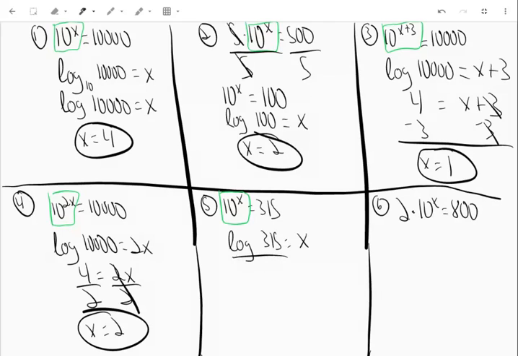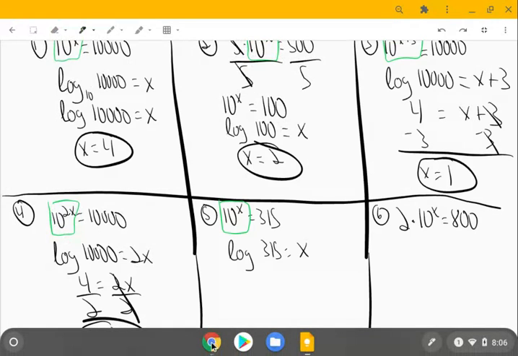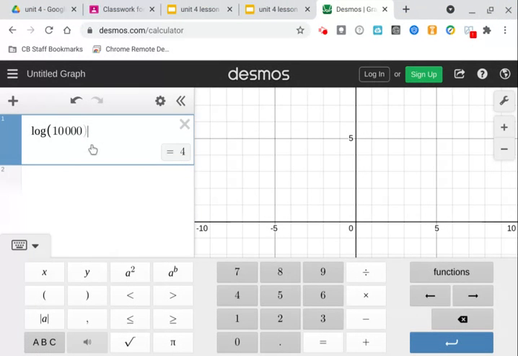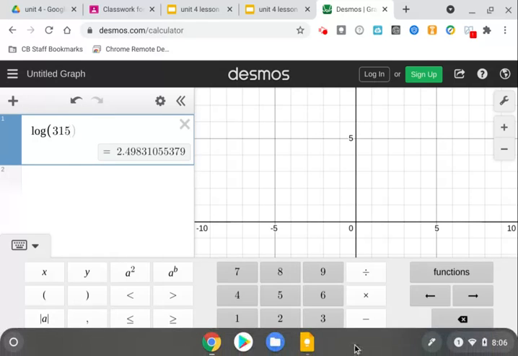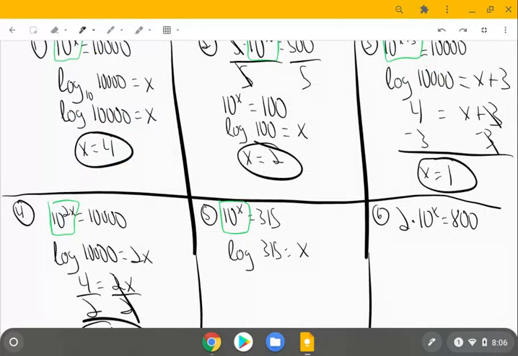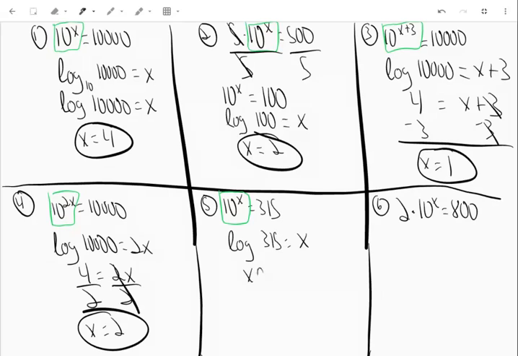Now, to figure this out, is there a way to figure out using a whole number 10 to what power is 315? In this case, it isn't. So we have to go to Desmos for this one. We have to do log base 10 of 315. Let's change this to 315, and we'll round that to approximately 2.5. So x is approximately equal to 2.5.